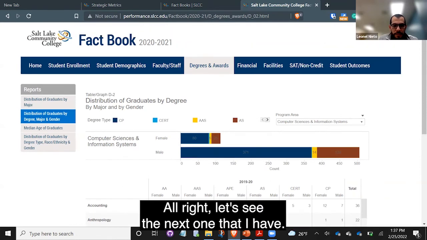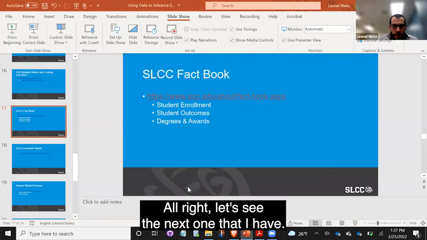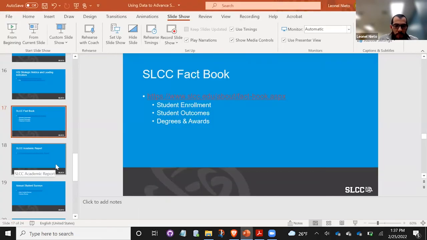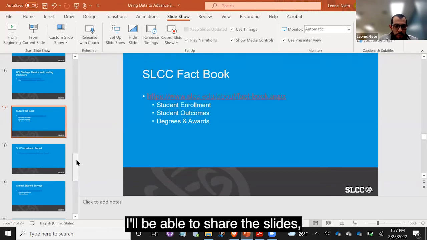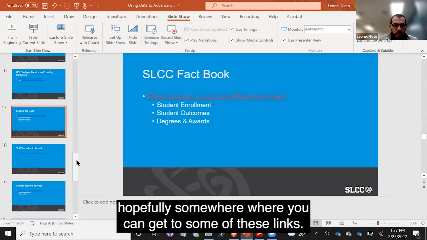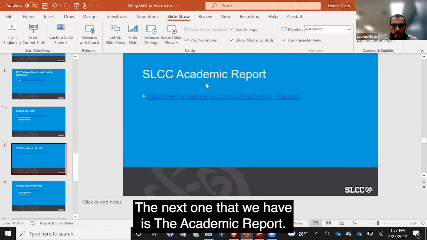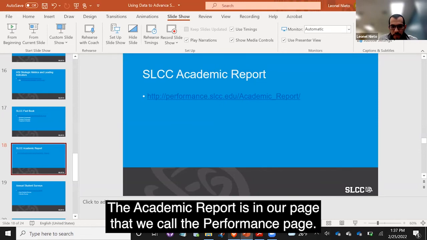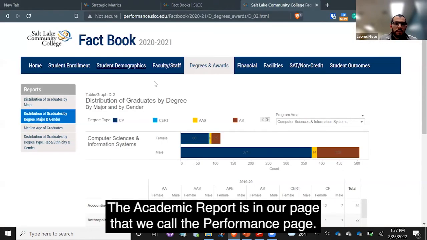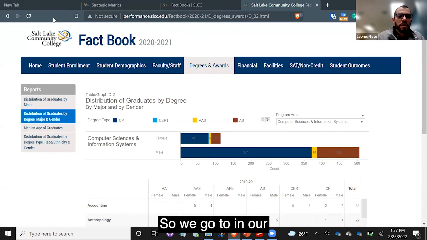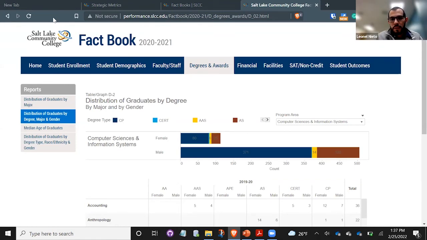All right, let's see the next one that I have, and I'll be able to share the slides hopefully somewhere where you can get to some of these links. The next one that we have is the academic report. The academic report is in our page that we call the performance page. So if we go to, in our browser, sorry, have to move my.